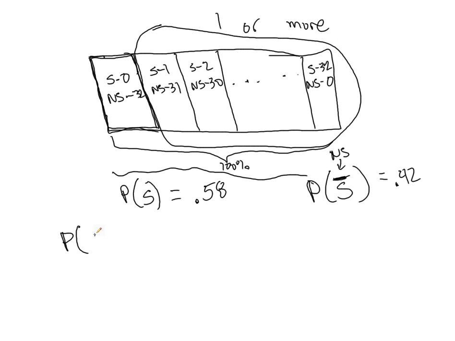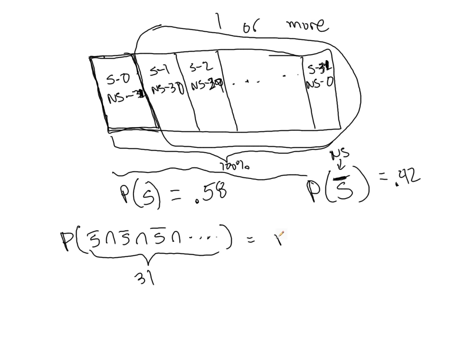So I want to find the probability of getting not stuck, and not stuck, and not stuck, and so on, 31 times. I think I was using 32 up here, but there are 31 days in that month. So that is really just the probability of not getting stuck times the probability of not getting stuck times the, well, you get the idea.